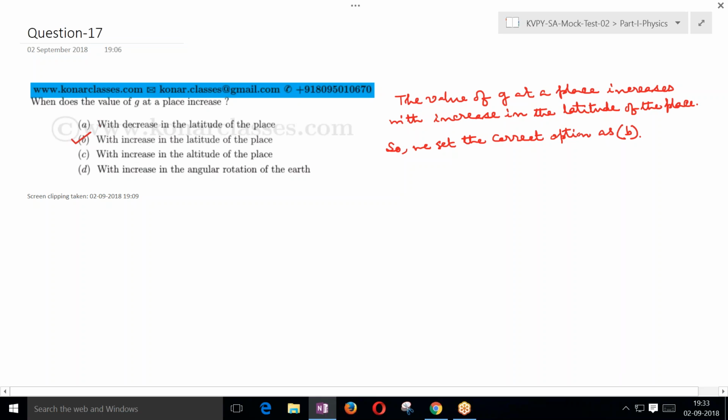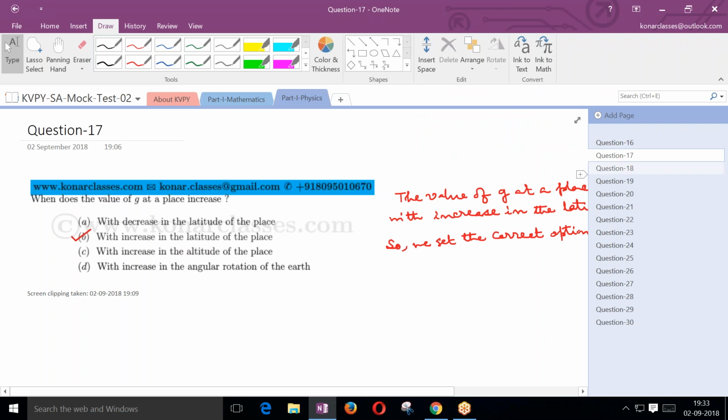It is a question of 9th standard, but still I included it here because of the 10 mock tests you have planned, so we have a very good coverage. Okay, now let's move to question 18.